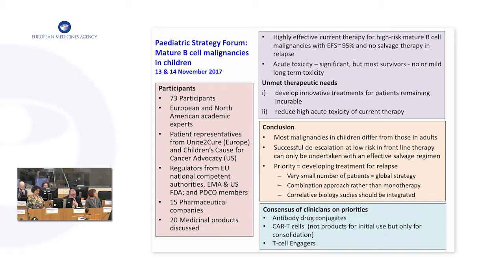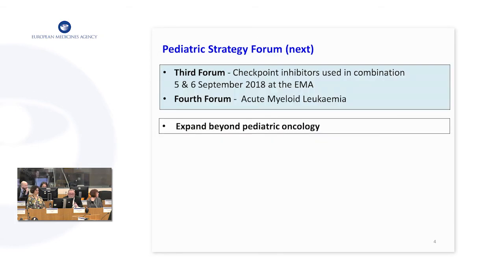In addition, the clinicians defined the priorities among all the 20 compounds being developed. And the academia said we need to focus priority on antibody conjugates, on CAR T cells, and on T-cell engagers. Where do we go? The next one will be in September on checkpoint inhibitors used in combination, and we started working on the fourth one, which will be on acute myeloid leukemias. We believe that this should not be restricted to pediatric oncology, but can be useful for other disease areas.